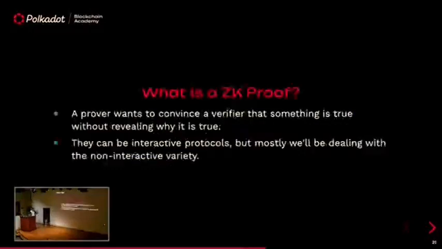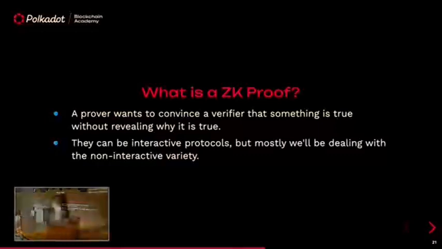So what does a ZK proof look like? It's when a prover wants to convince a verifier something is true without revealing why it's true. These can be interactive protocols. Interactive protocols meaning that you need multiple rounds. Perhaps you have a conversation back and forth between the prover and verifier before the verifier is finally convinced.